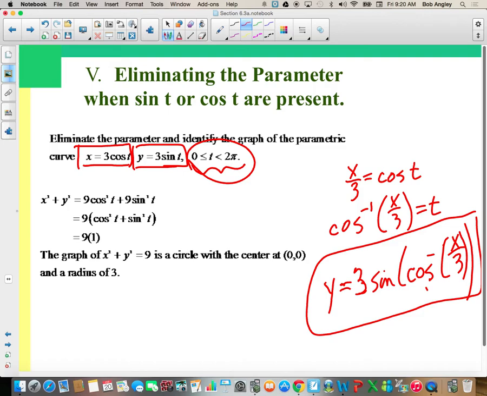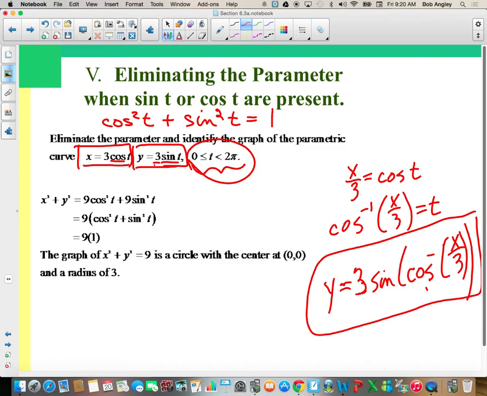So when we see something with the cosine squared and the sine squared, we're going to make use of the fact that the cosine squared of t plus the sine squared of t happens to be equal to 1. Now, how many of you remember that trigonometry from Algebra 2? It's a big deal.